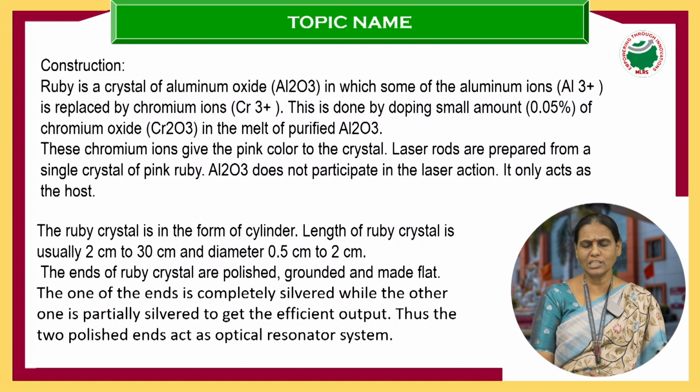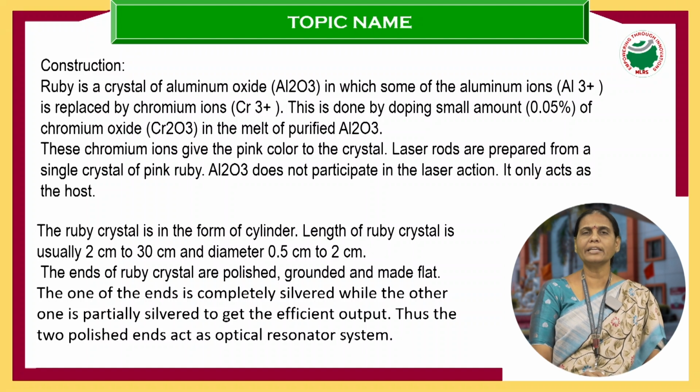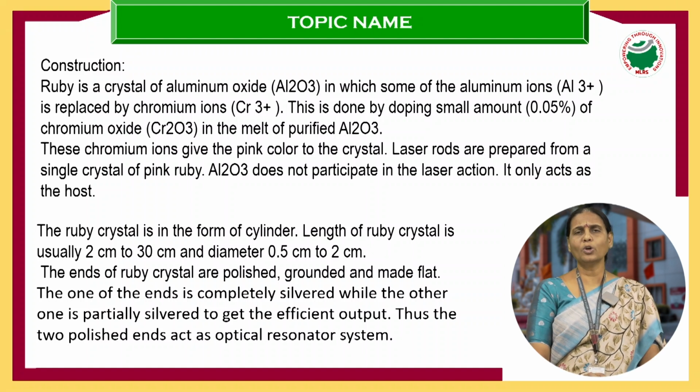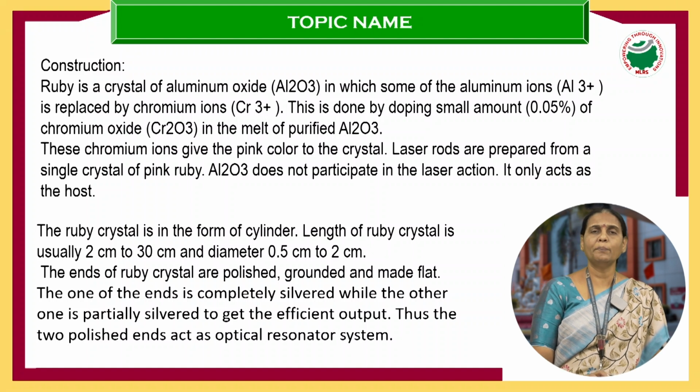Al2O3 does not participate in the lasing action. It only acts as a host. That's what I call a dummy material. It is a dummy thing. Only chromium plays the major role in producing the laser output of a ruby material.